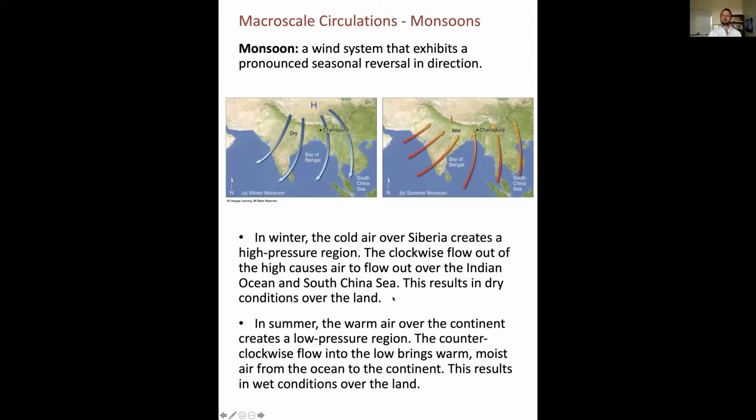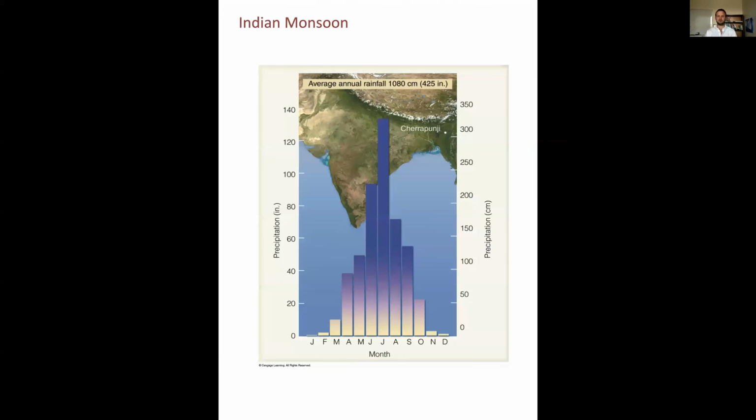In summer, this circulation reverses, where the low pressure system is above the land, leading to flow from the ocean towards the land, and that's bringing very warm and moist air from the ocean towards the continent. So in winter, this area is typically very dry, and in summer, this is very wet, okay?